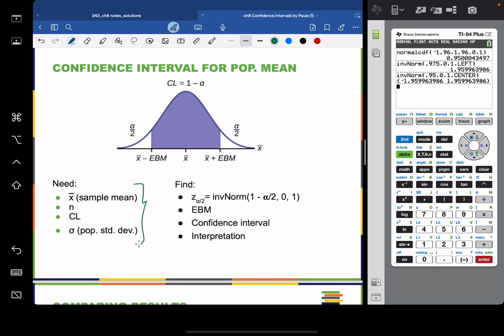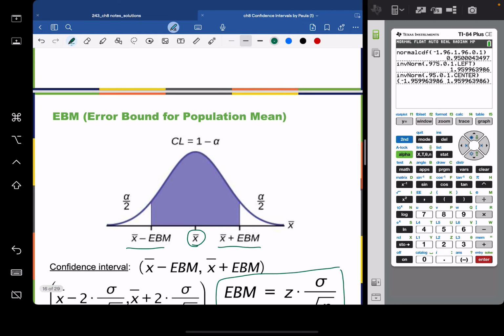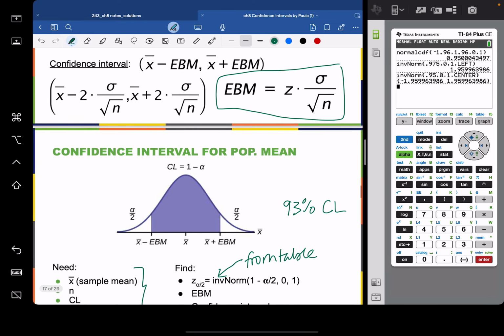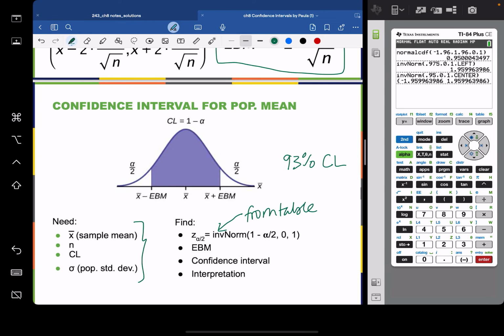In the problem, you will be given x bar and confidence level and sigma, and then you will find z alpha over 2, and you might prefer to just find it from the table. I did provide a link to you, because what if we give you a really weird confidence level? What if we said 93% confidence? And then you might panic because that's not on your table. Your table only provided 90, 95, 98, 99. Well, I provided a link to a website that can give you the z-score for any confidence level, or you can go through this process as well.